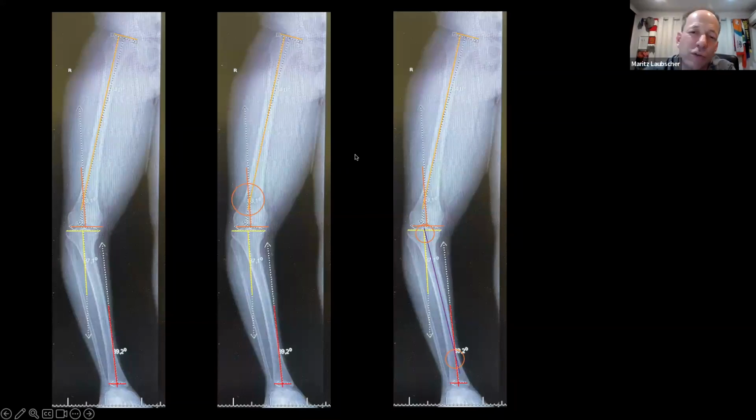Sometimes you can do one acute and one gradual, and you can do it sort of in one go. Like you can do the distal one acute, fix it in a ring block, and then do the proximal one with a gradual correction.